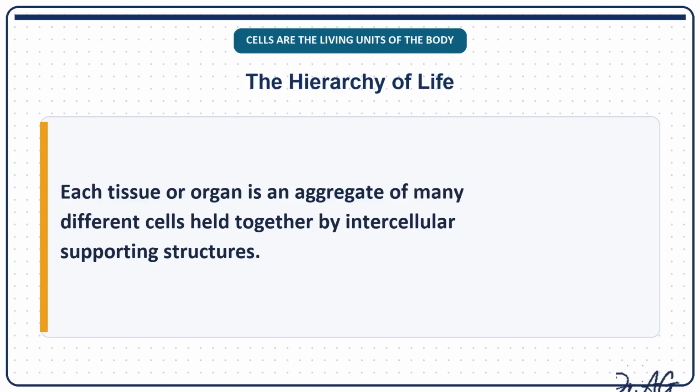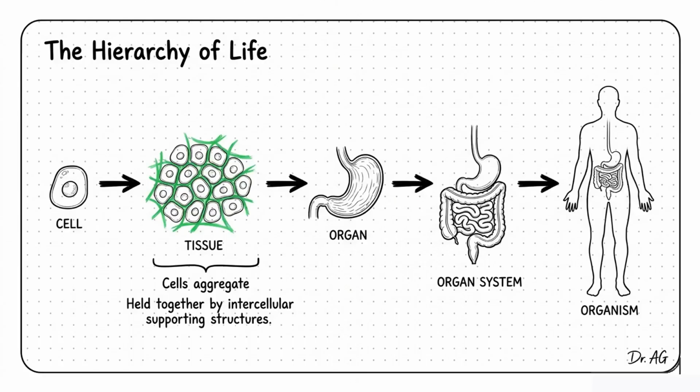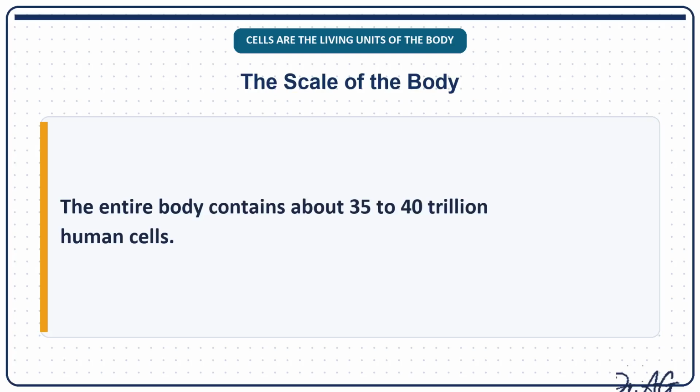Each tissue or organ is an aggregate of many different cells held together by intercellular supporting structures. Cells join together to form a tissue. Tissues form an organ, like the stomach. Organs form an organ system, and all the systems together build the whole body. Small to big. The entire body contains about 35 to 40 trillion human cells.